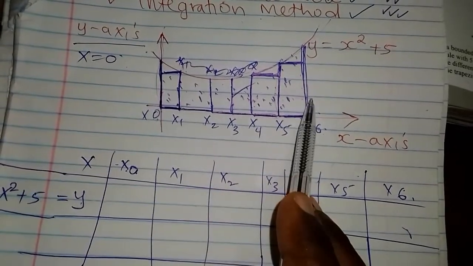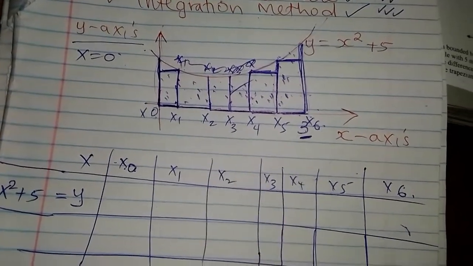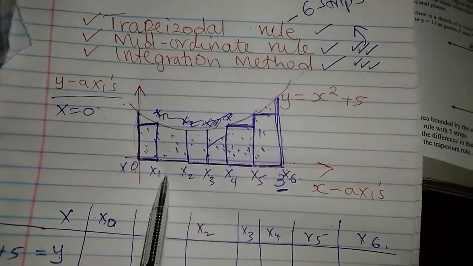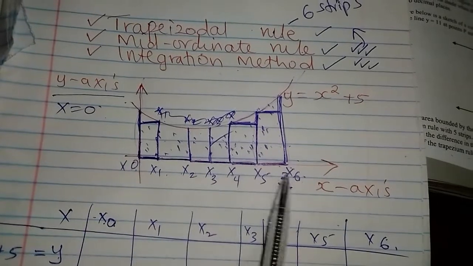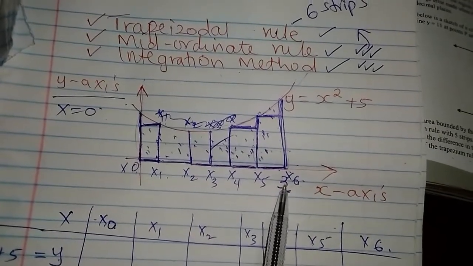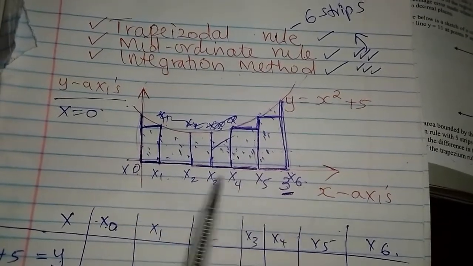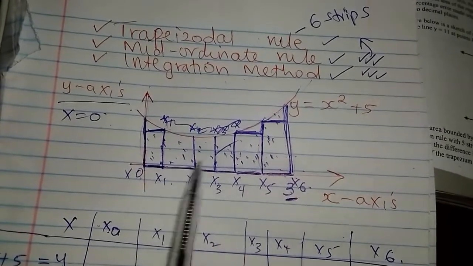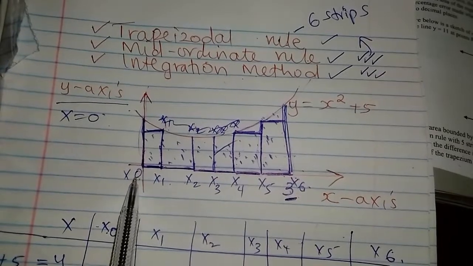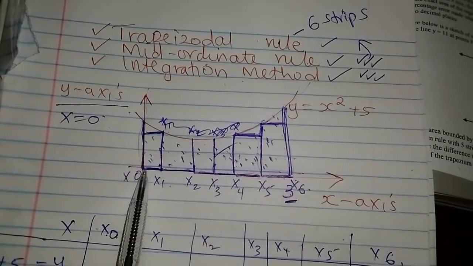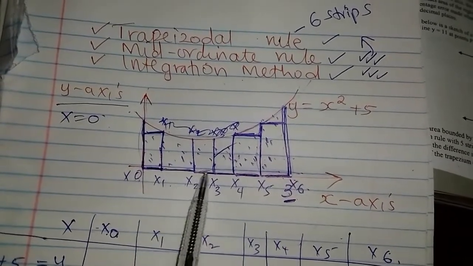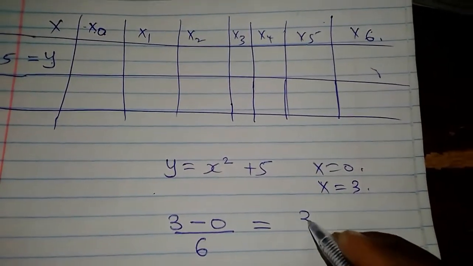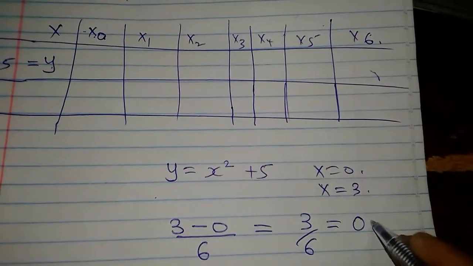These 6 strips are able to get divided, and in that case, they can give us a shape of this type. And in this regard, we are supposed to say the last value of x, 3, minus the first value, x0, then divide by the number of strips, and we get the height. So we divide by 6, we are going to have 3 over 6, and this gives us 0.5.